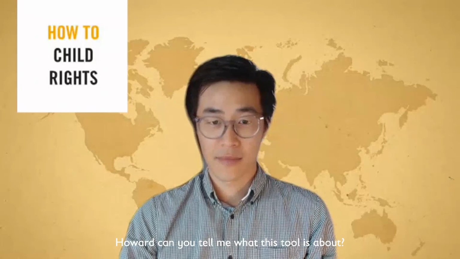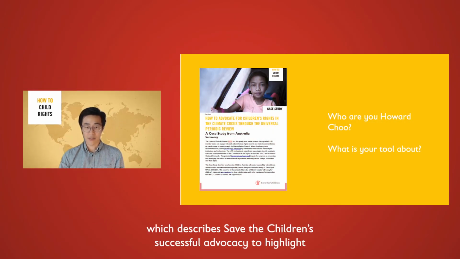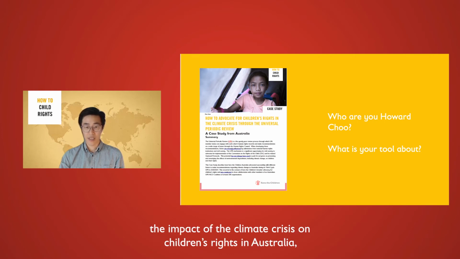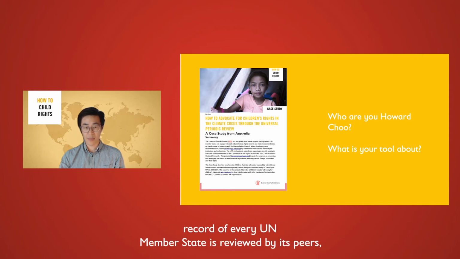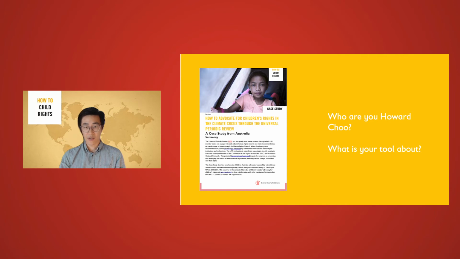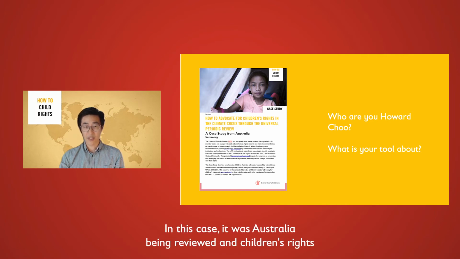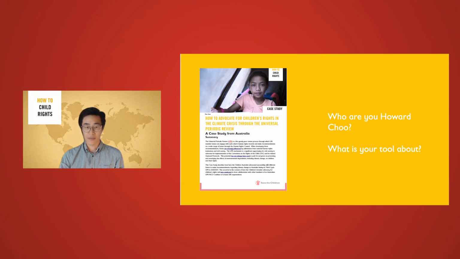Howard, could you tell me what your tool is about? This tool is a written case study that describes Save the Children's successful advocacy to highlight the impact of the climate crisis on children's rights in Australia, using the United Nations Universal Periodic Review, or the UPR, process which culminated in 2021. The UPR is a regular 5-year review process in which the human rights record of every United Nations member state is reviewed by its peers, who can make recommendations for improvement. In this case, it was Australia being reviewed and children's rights were a major focus.